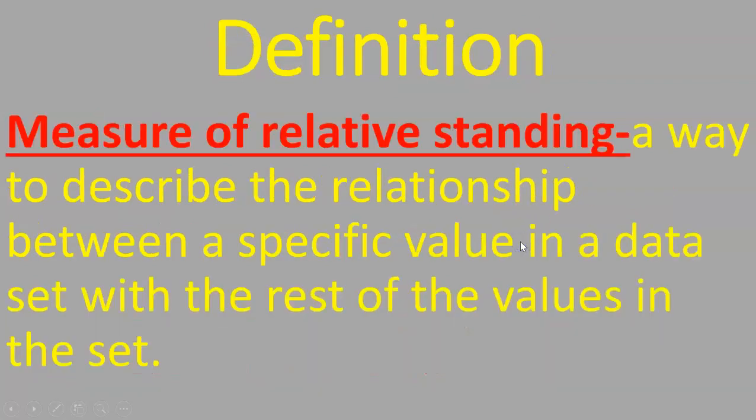A measure of relative standing is a way to describe the relationship between a specific value in a data set and the rest of the values in the set. So z-score is a measure of relative standing. It lets you know, like in that last example, how a particular value measures up. If your z-score is 0.2, you know you're slightly larger than the average of the others. You're not larger than all of them, but you are on the slightly larger side.